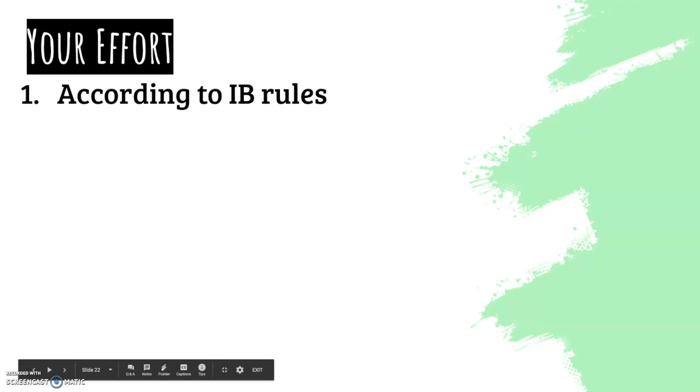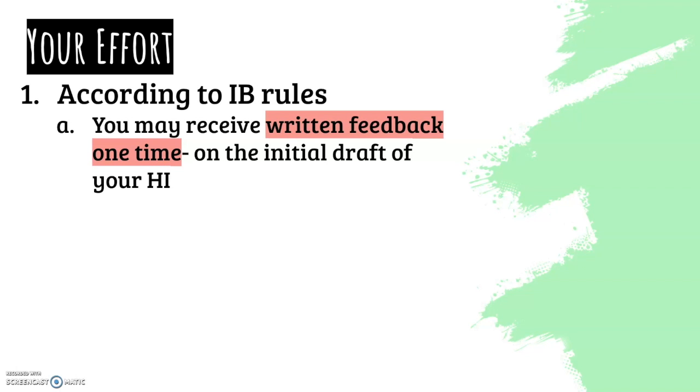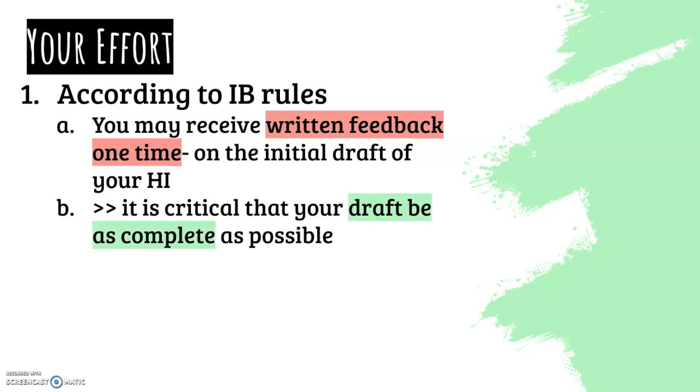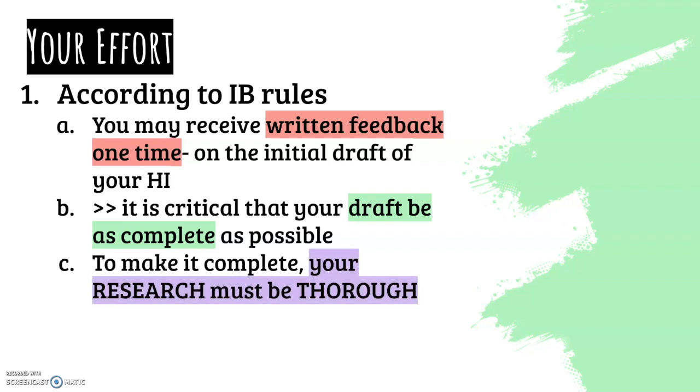So your effort. According to IB rules, like I was saying, you may receive written feedback 1 time on the initial draft of your HI. So I can only comment on your historical investigation, the big thing, 1 time, which will happen at the end of the year. So what that means is that that draft should be the best that it could possibly be for you at that time. It needs to be as complete as possible, as thorough as possible, because if you turn in a draft that has clear lack of effort, you're not going to get the most genuine, helpful feedback. You're going to get feedback that isn't going to really be able to help you, but I can only give you feedback on what you turn in. So you need to make sure that that draft is as complete as possible.